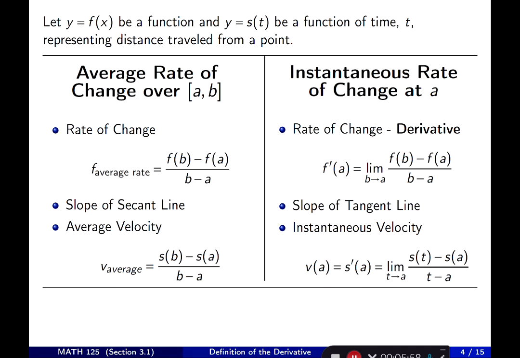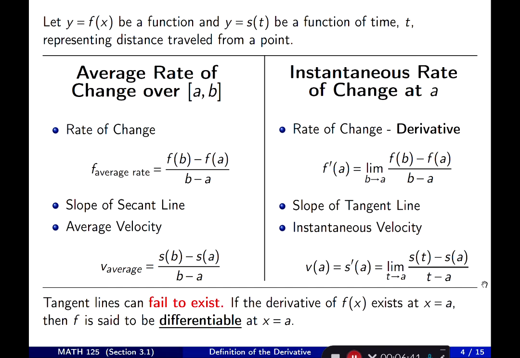So the rate of change is the derivative, and it's f prime of a equal to the limit as b approaches a of f of b minus f of a over b minus a. So it's the limit of the average rate of change. It's going to be equal to the slope of the tangent line, and the instantaneous velocity, or v of a, is equal to the derivative s prime of a, equal to the limit as t approaches a of s of t minus s of a over t minus a.